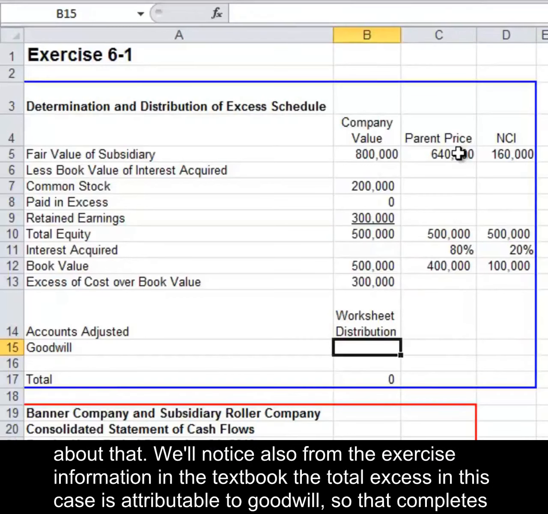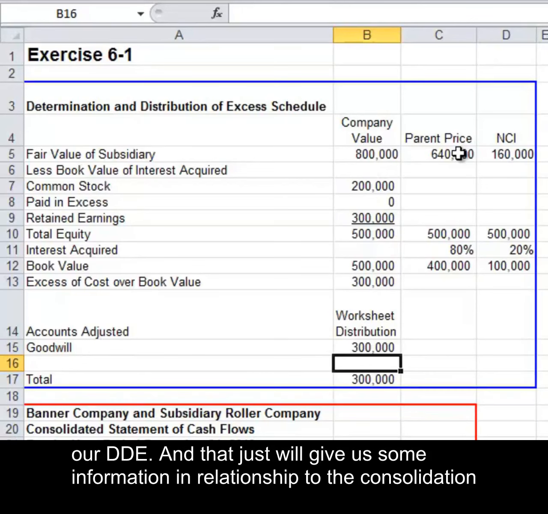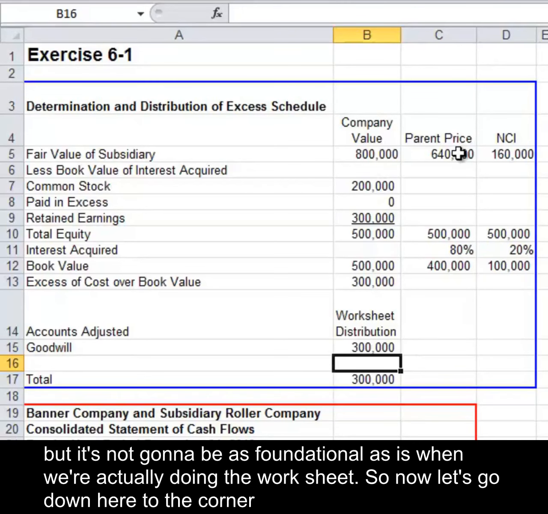In this case, we're not going to worry about that. We'll notice also from the exercise information in the textbook that the total excess in this case is attributable to goodwill, so that completes our DDE. And that just will give us some information in relationship to the consolidation, but it's not going to be as foundational as when we're actually doing the worksheet.